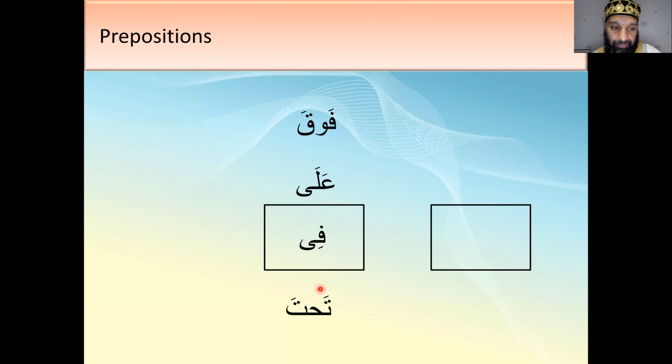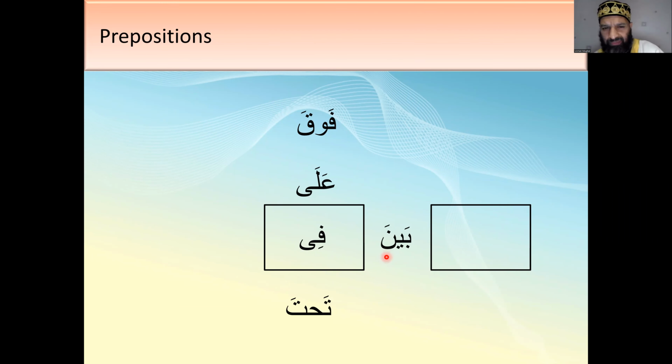Tahta means under. Jannatin tajri min tahtiha al-anhar. Gardens under which rivers flow. Tahta, yeah? Tahta means under. Baina means between. We've done baina.